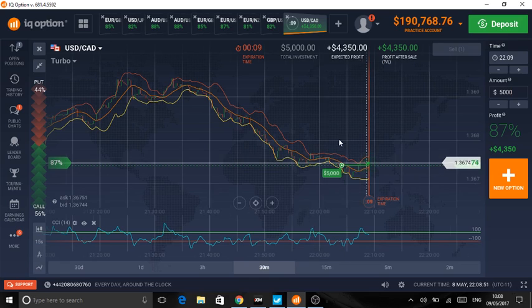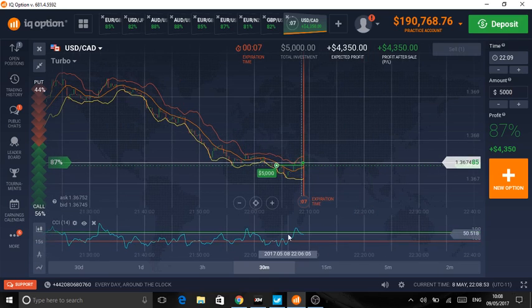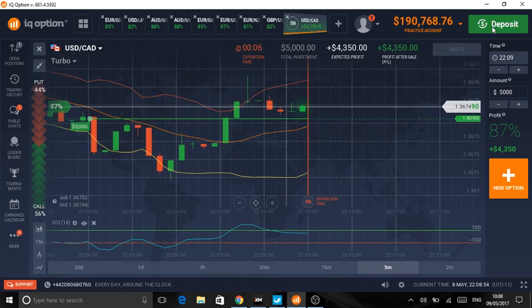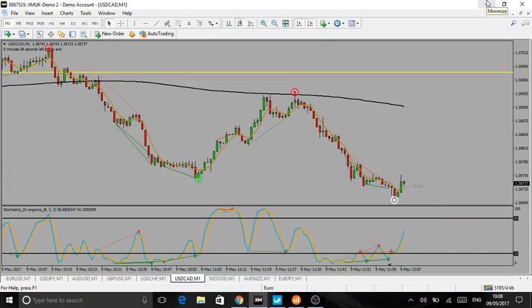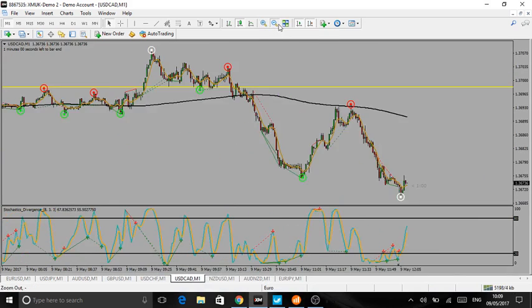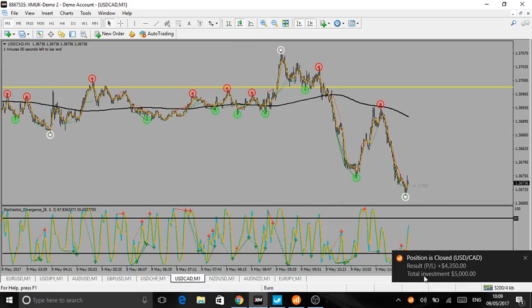Okay. This trade does look like it's going to be in the money. Now, guys, to increase your winning percentage, right? What I would say is, as you can see, that trade did come in the money. That's great.